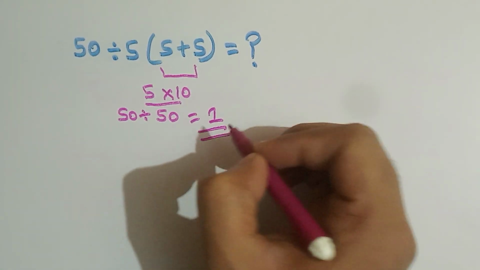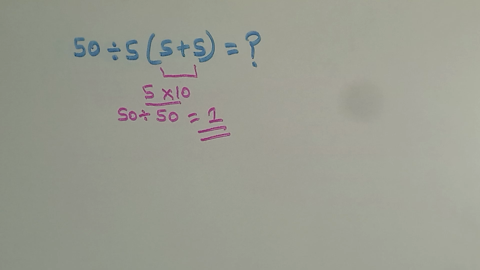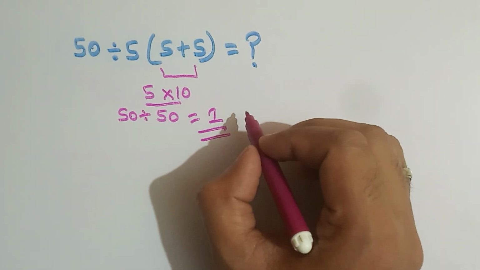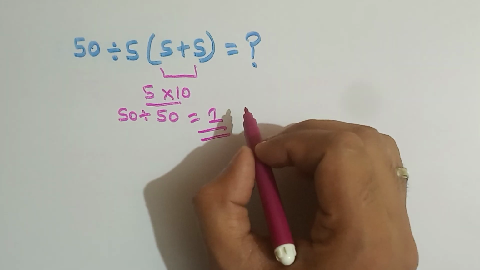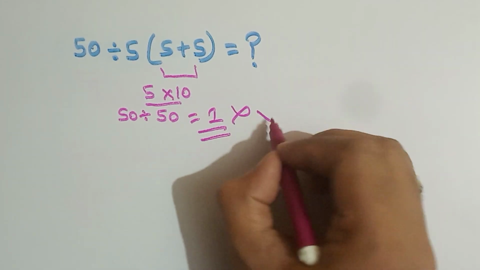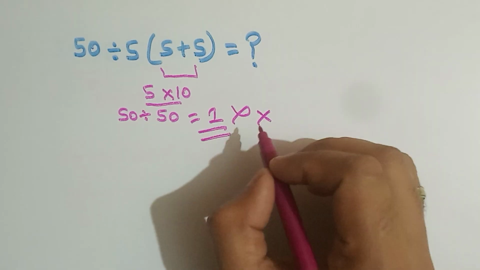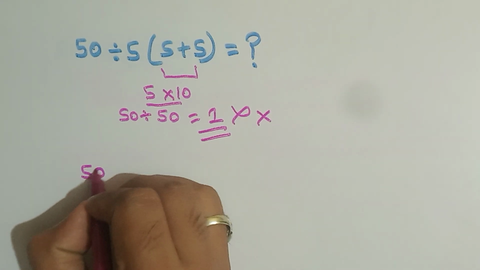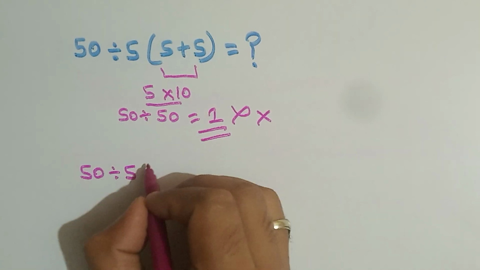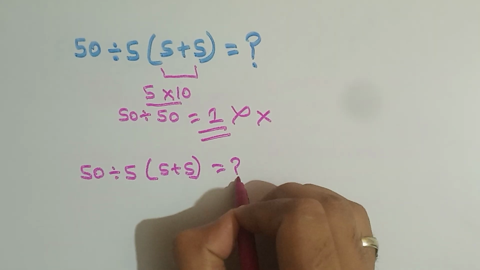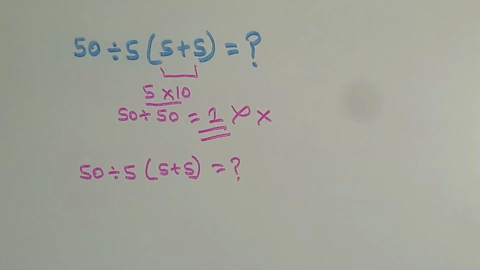Okay, so many students calculate in this way and find their answer 1. But let me tell you, 1 is not the actual answer for this question. 1 is the wrong answer. So what is the actual answer for this question? Just write the same question, 50 divided by 5 times 5 plus 5 is equal to what? What is the correct answer?